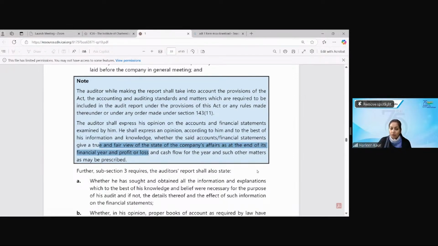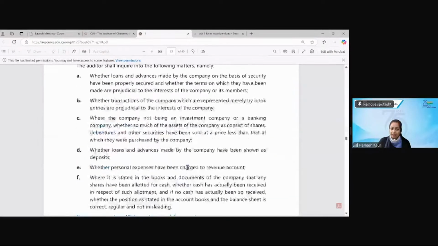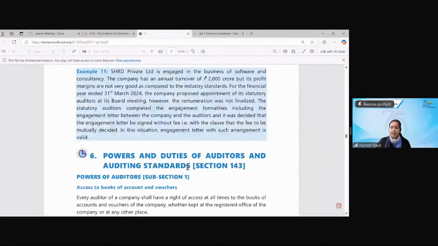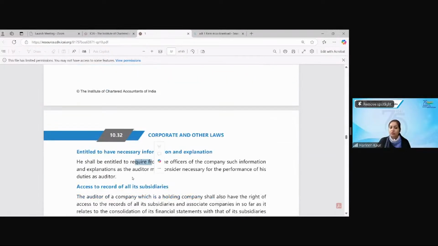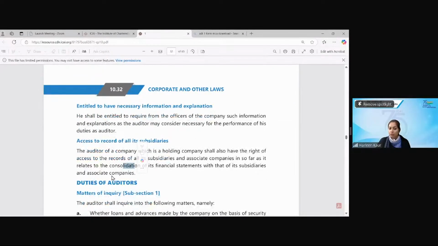Is that clear, children? All of you are clear upon this point, how the audit report has to be signed and given. So number 1 point, let's quickly revise again. We are doing powers and duties. Powers, we have done the first 3 points: accessing the books of accounts, information and explanation, and checking the records of subsidiaries. For what are we going to check the records of the subsidiaries and holding company? Only related to the consolidation of the accounts, not for any other matters. You're going into the detailed discussion of it.